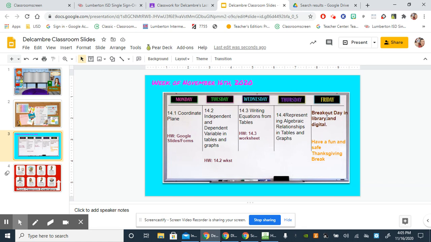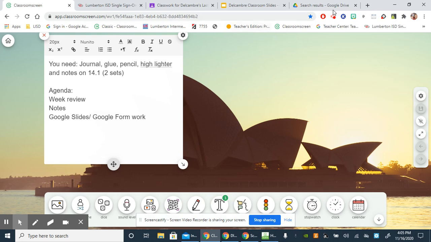And Friday, if you were in person, we're going to be doing a breakout in the library. And if you are online, we're going to try to do a digital breakout. All right, as you see, there is no builder for this week. You are welcome. That is your Thanksgiving gift to you from me. Okay, so that is our week in review. Let's go ahead and get to our notes.